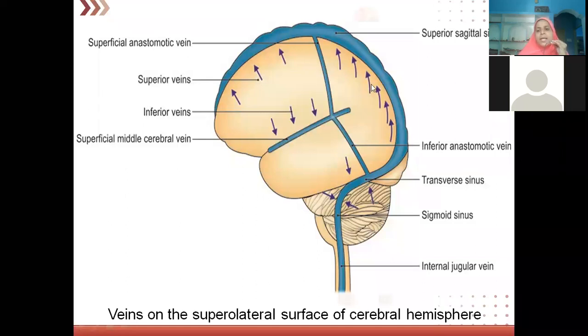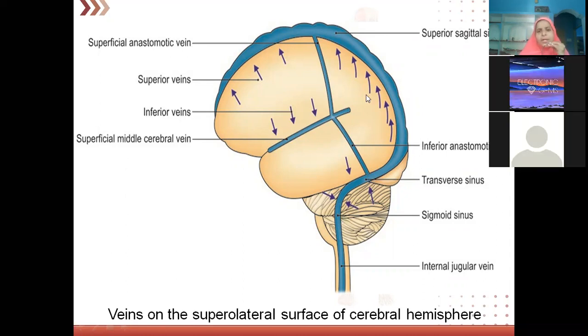This is along the upper end of the falx cerebri. You call it the superior sagittal sinus. Here you have the superficial middle cerebral vein. This is the inferior anastomotic vein. Transverse sinus, S-shaped sigmoid sinus. I told you all dural venous sinuses are finally draining where? Into the internal jugular vein. Okay. Now see here.